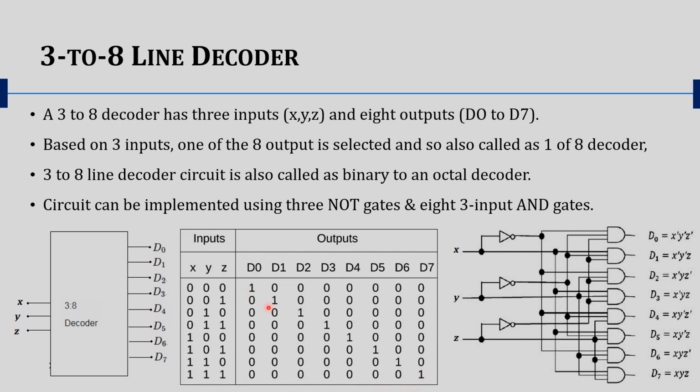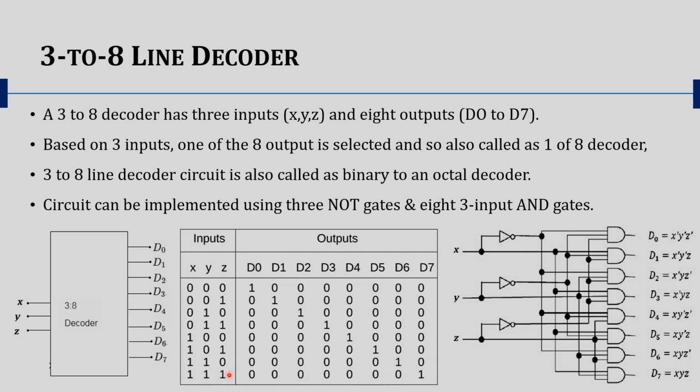So this is an active high 3 to 8 line decoder. One of the output lines is active for each specific input combination. Now let's find the logic expression for the output lines. D0 is equal to X bar, Y bar, Z bar. D1 is equal to X bar, Y bar, Z. D2 is equal to X bar, Y, Z bar. Similarly, D7 is equal to X, Y, Z.